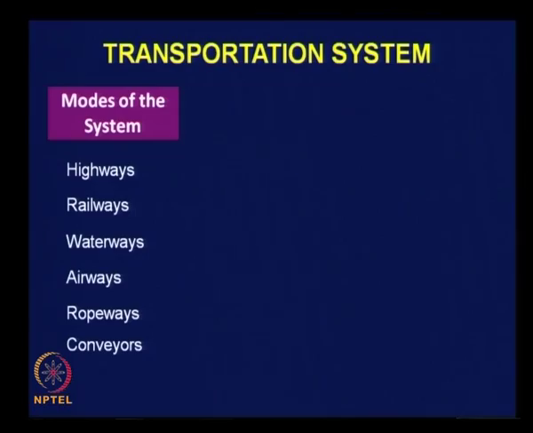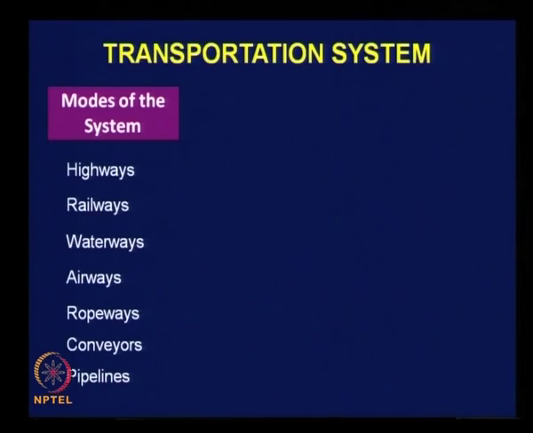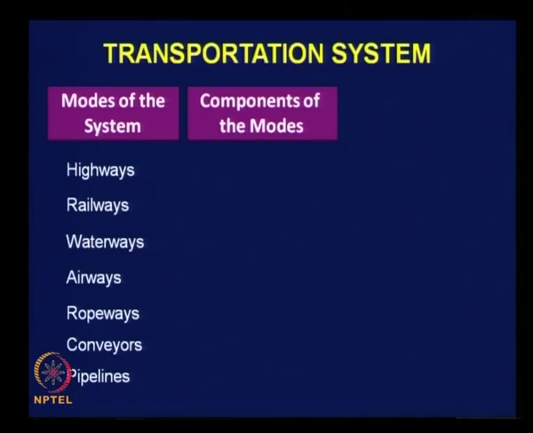Any other mode? Last but not least, pipelines. So we have totally 7 modes of transportation in the system, 4 major modes and 3 minor modes. Now let us try to identify some major components for these modes.